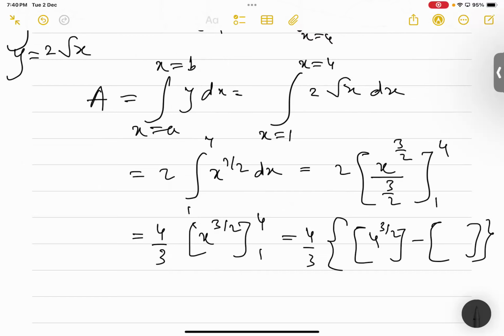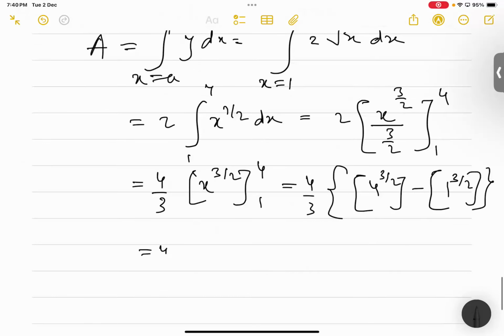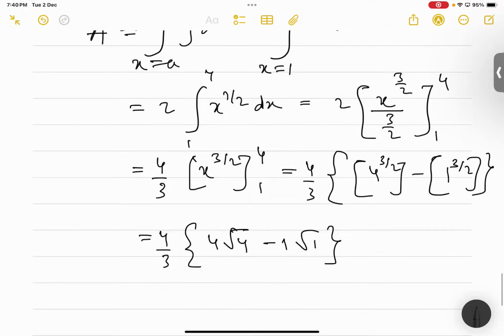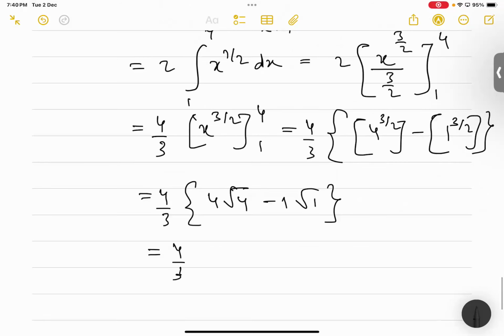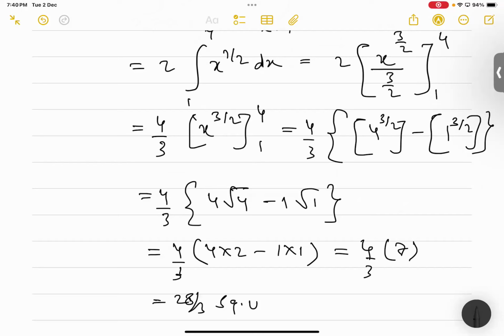Okay, 4 raised to 3/2, 1 raised to 3/2. Guys, what is 4 raised to 3/2? What should I write? 4 root 4. I don't want the answer. I want the format. 4 root 4. What is 1 raised to 3/2? 1 raised to anything is 1. Even if you want to write 1 root 1, that is fine. Means the same. 4 into 2, 1 into 1. 8 minus 1, that is equal to 7. 28/3 square units. Okay. Guys, did you understand this?